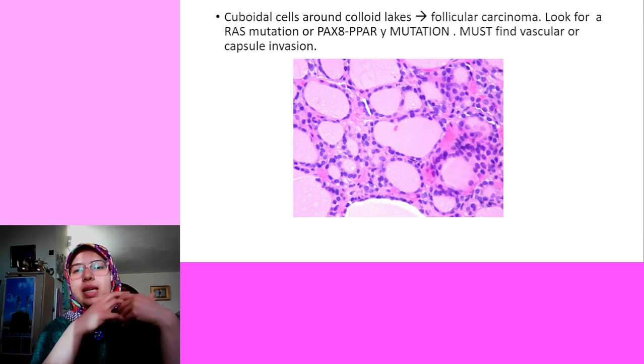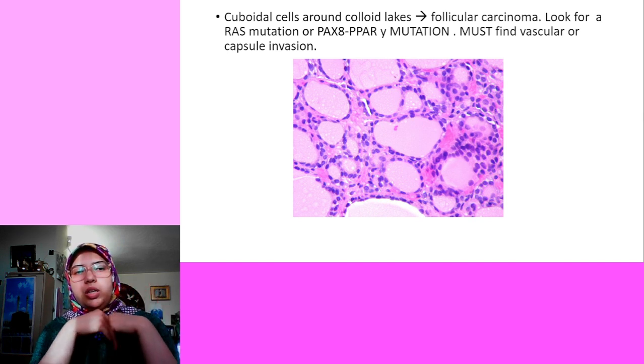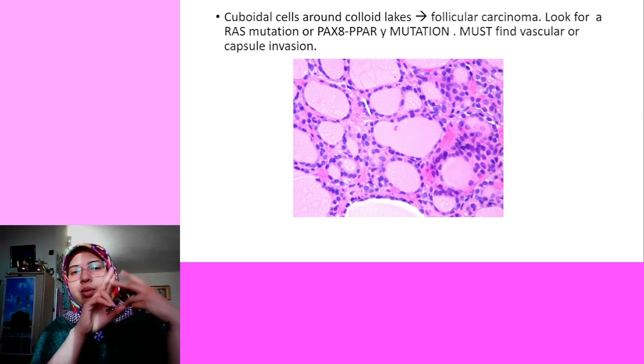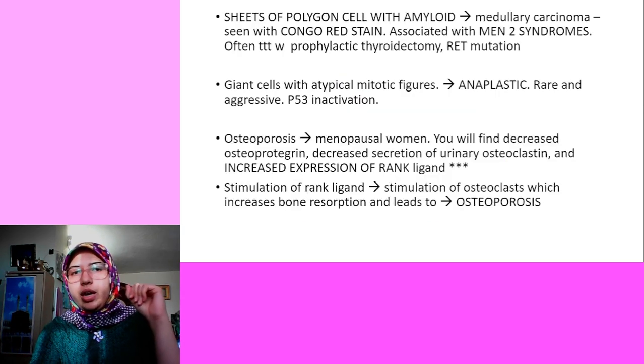Cuboidal cells with colloid lakes. That is follicular carcinoma. Look for RAS mutation, PAX8-PPAR gamma mutation. You must find vascular or capsule invasion for the diagnosis.